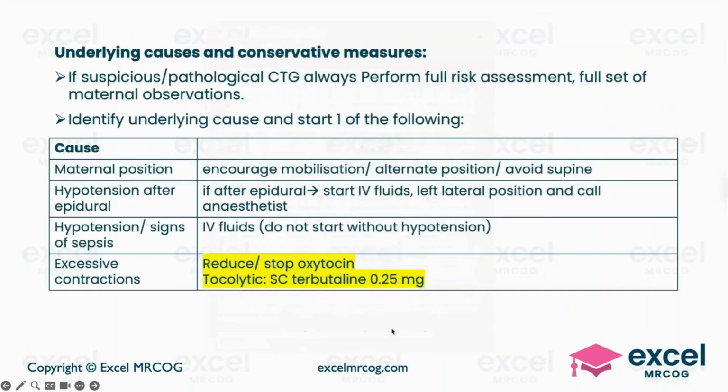As promised, let's go to the underlying causes and conservative management. There were 4 causes, like I told you. It could be because of the mother's position, hypotension after an epidural, general hypotension, signs of sepsis, or excessive contractions. I'm trying to look for any of these reasons why my CTG is becoming amber or red, essentially suspicious or pathological. If I find any of them, I'm going to correct them.